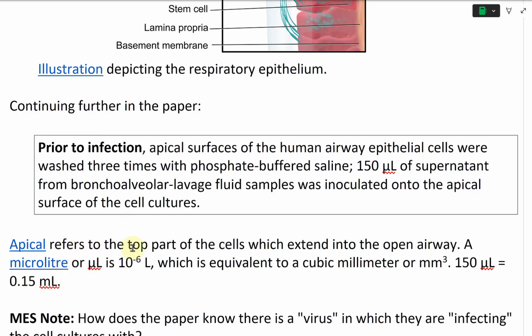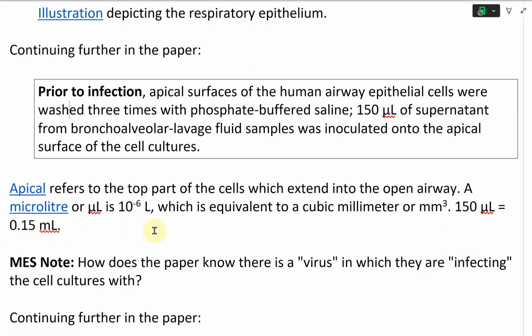All right, so again, everything is just assumed to be an infection. Apical refers to the top part of the cells which extend into the open airway. And over here, a microliter, or UL, this is the microliter symbol, is just 10 to the negative 6 liters, which is equivalent to a cubic millimeter. Let's see how big a millimeter would be. This is several millimeters right here. Is a microliter like that. And here we have 150 of those.